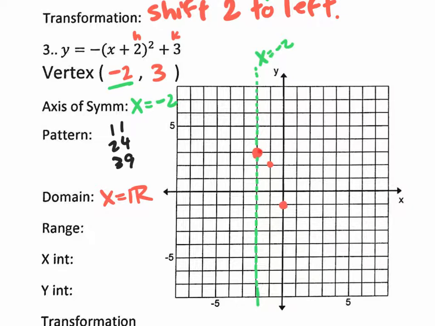Then go back to the vertex and go 3 over, 1, 2, 3, and 9 down. 1, 2, 3, 4, 5, 6, 7, 8, 9. I hope I counted that right. Did I? Okay, and now let's map it over to the other side of the axis of symmetry. A point right there, a point right there, and a point down there.